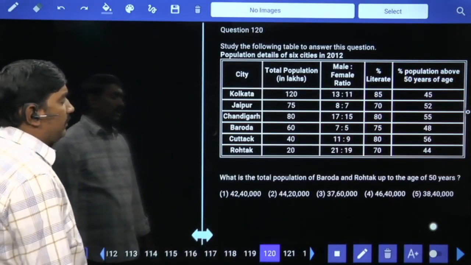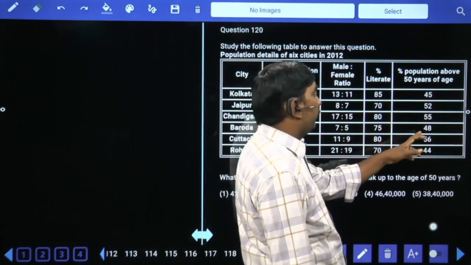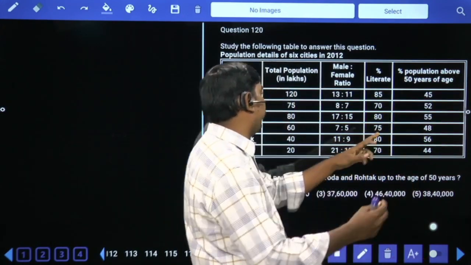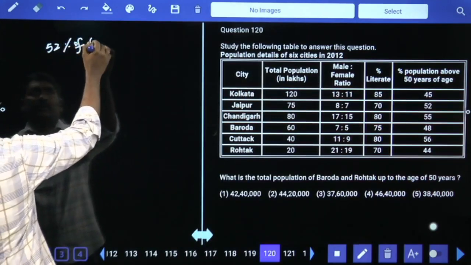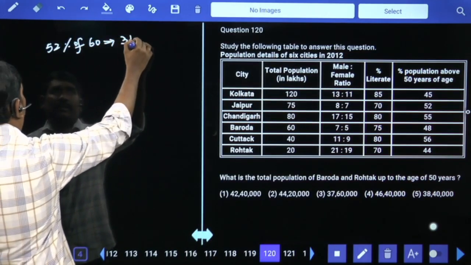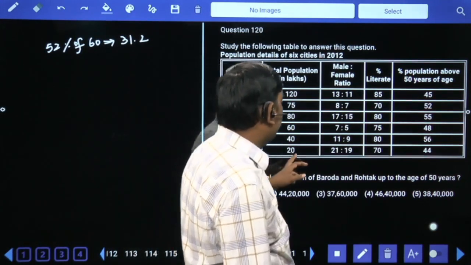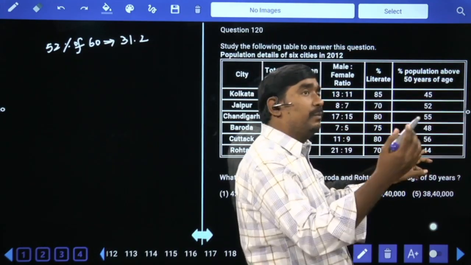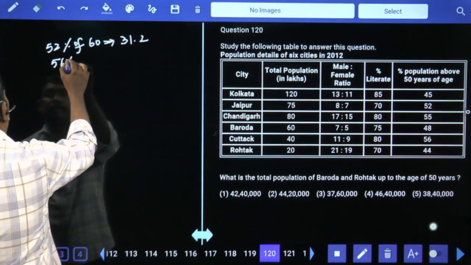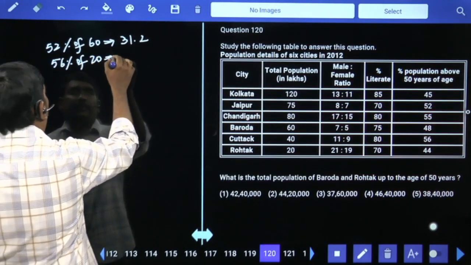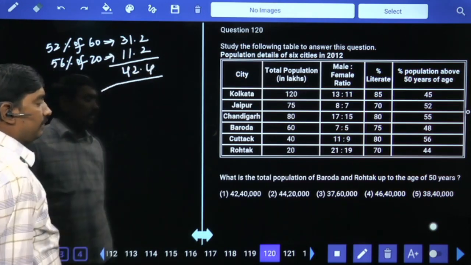What is the total population of Baroda and Rohtak up to the age of 50 years? In Baroda, above 50 is 48%, so up to 50 means 52% of 60. 52% of 60 is nothing but 31 point something. In Rohtak, 44% is above 50, so up to 50 means 56% of 20, 11.2. Total 42.4. First option.